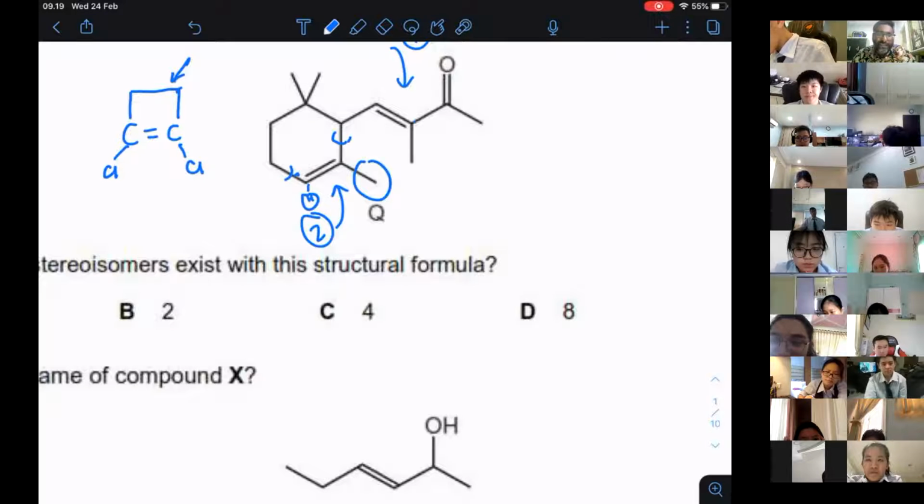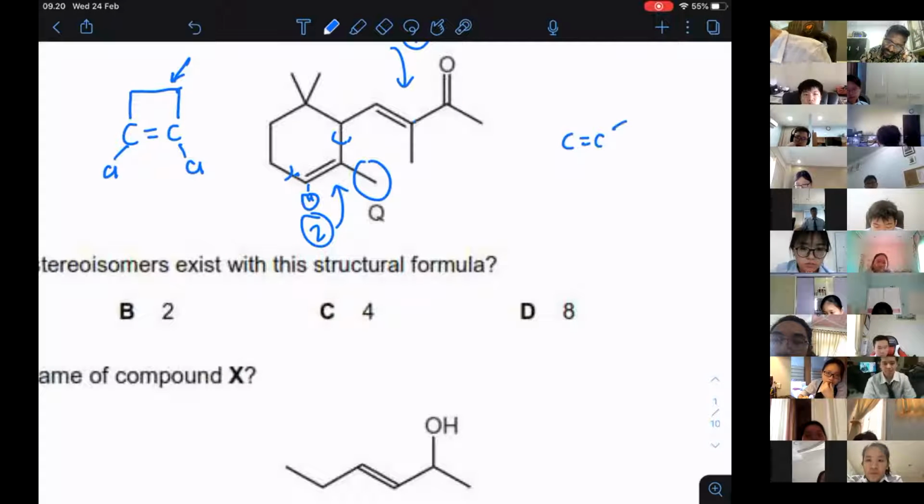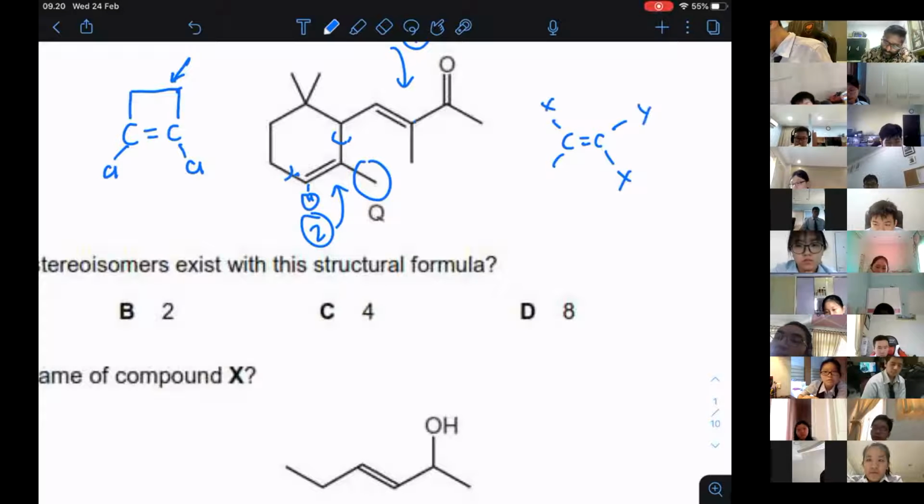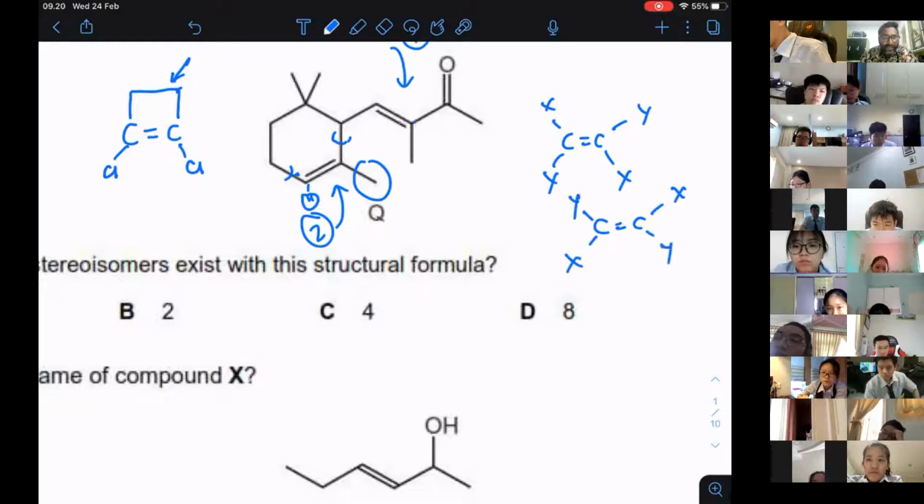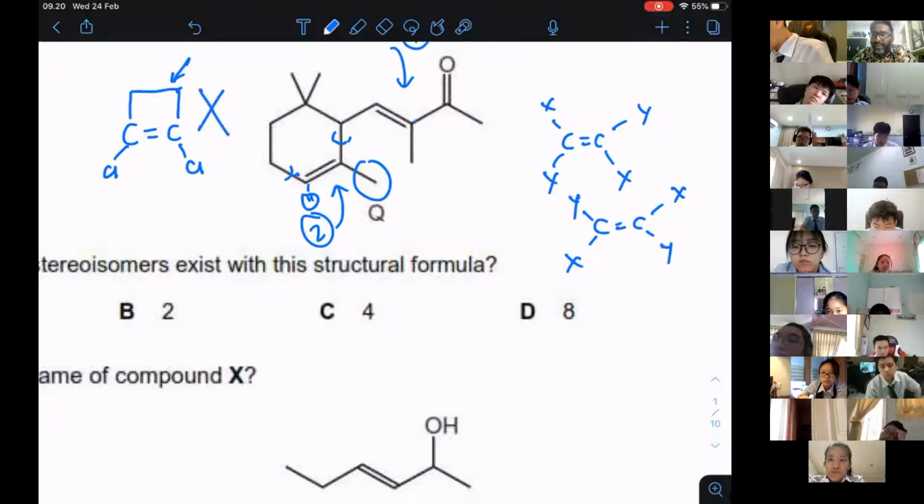Can I form cis and trans over here? There is no possible way, because if you look at this C double bond C, if I have X, Y, Y, I can also form CX, X, Y, Y, something like this. But can I do the same thing over here? The answer is no, because the movement is going to be totally restricted because they are connected.